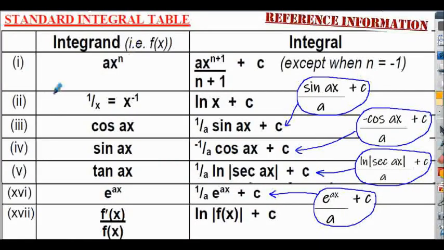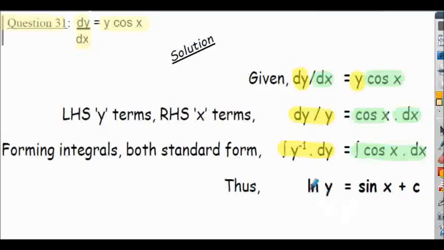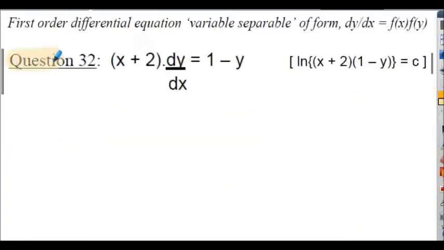So again, referring to our standard tables, here's the integral for the left hand side and the integral for the right hand side. So the solution is ln y is equal to sin x plus c. Again, a general solution. Here's question 32. x plus 2, in brackets, multiplied by dy by dx is equal to 1 minus y.